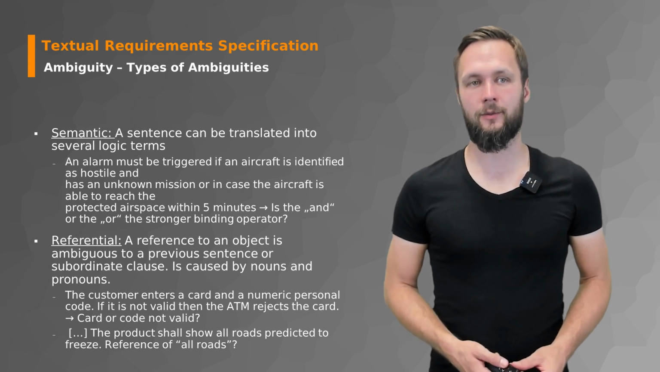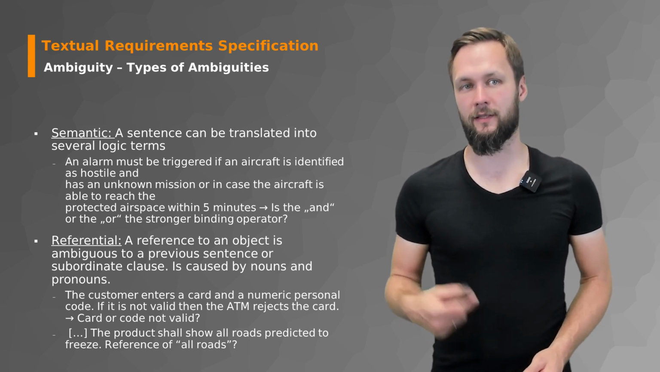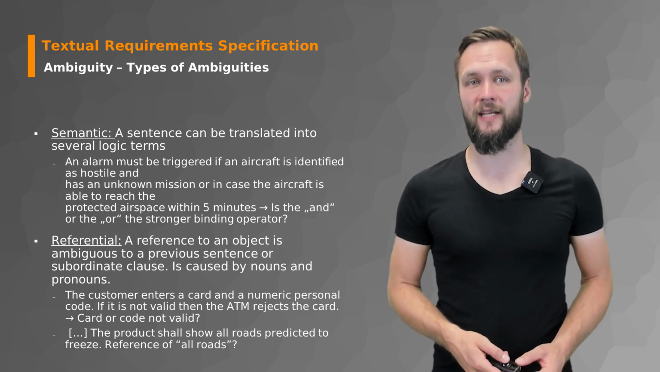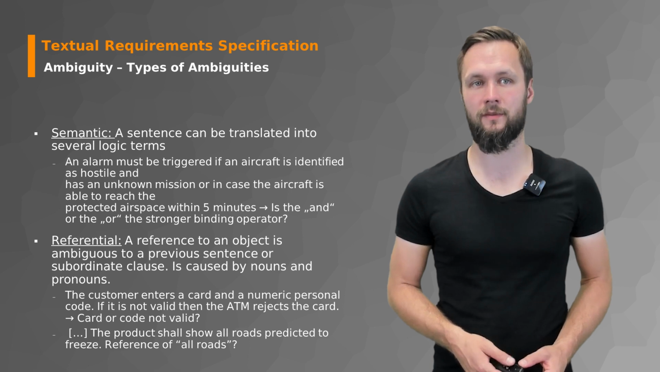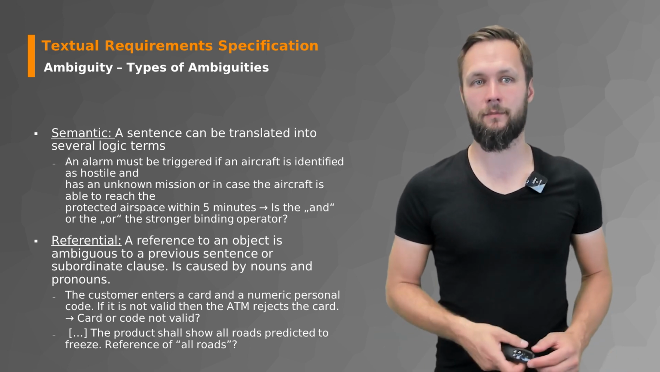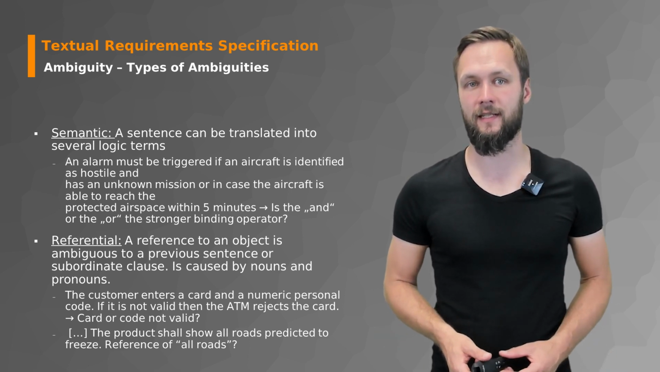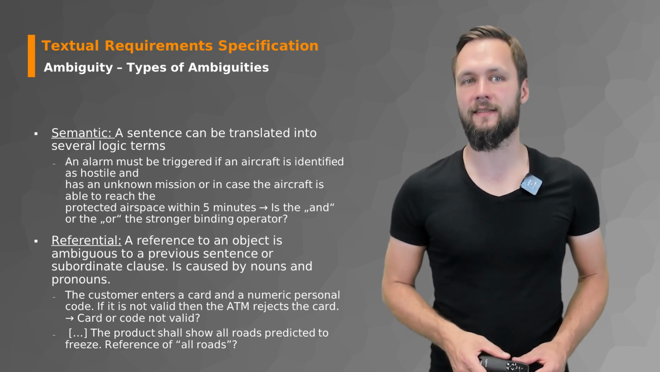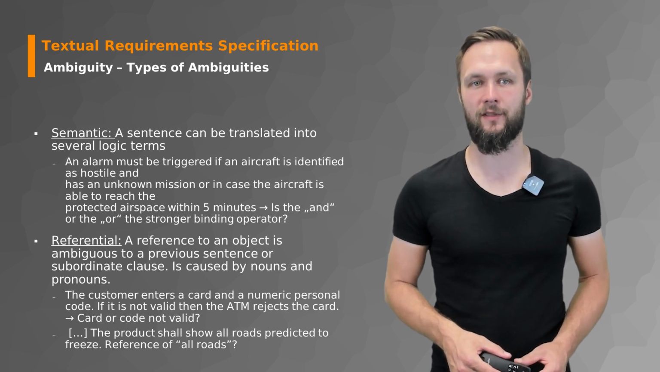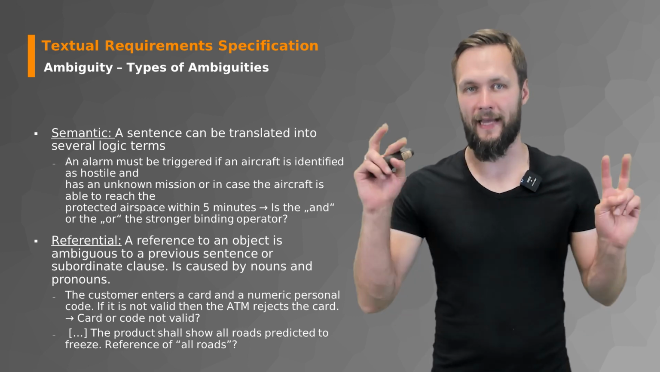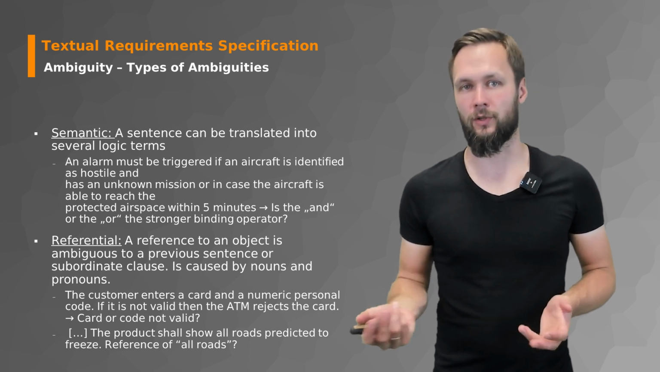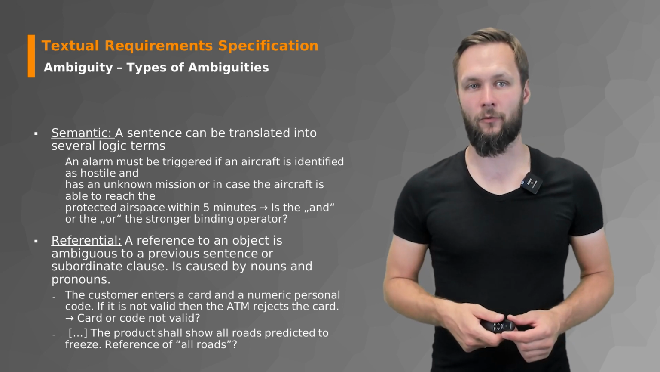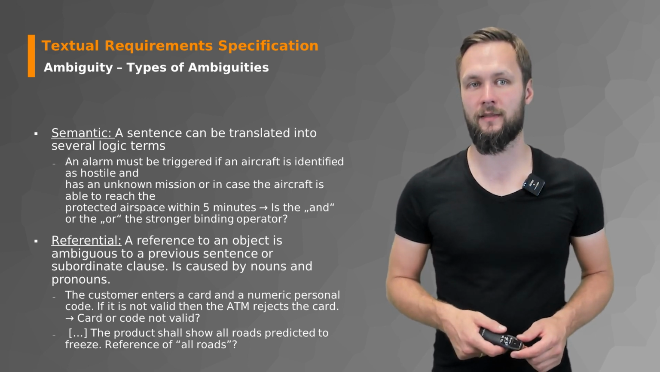Two more subcategories of the genuine ambiguity are semantic and referential. Semantic is that you have a sentence which can be translated into several logic terms. As an example, an alarm must be triggered if an aircraft is identified as hostile and as an unknown mission, or in case the aircraft is able to reach the protected airspace within 5 minutes. Is the and or the or the stronger binding operator? Which one to prioritize?